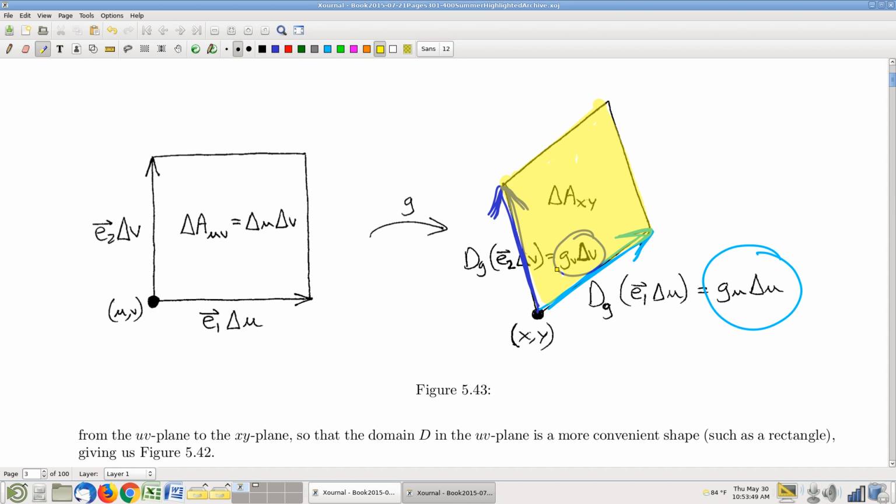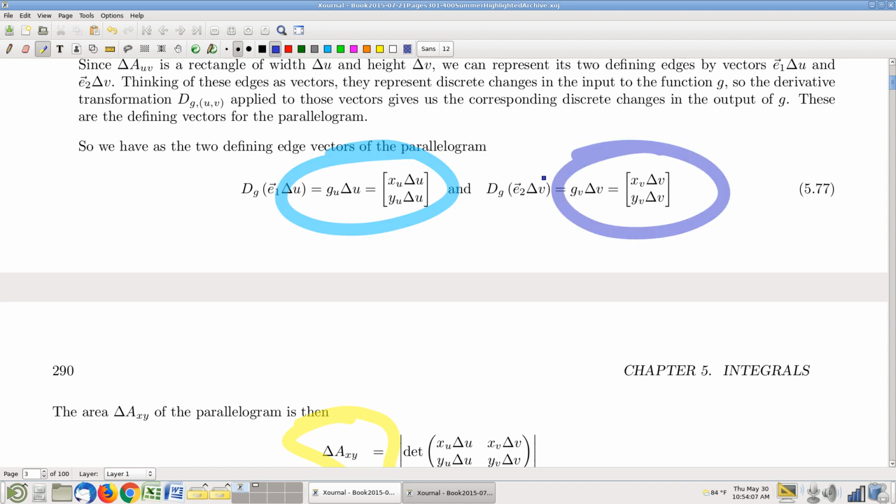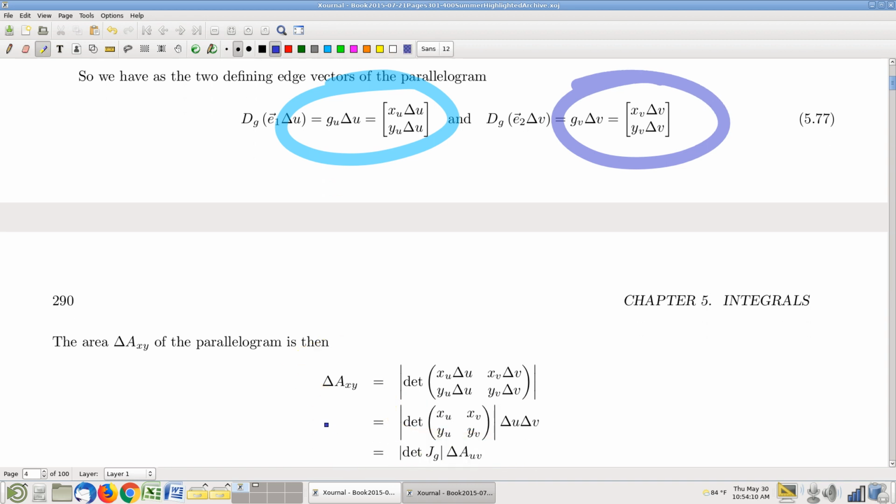Now I know the edge vectors of the parallelogram. We're back to chapter 1 business. I have edge vectors that are GU delta U, GV delta V. Here those are. Let's take those edge vectors, make a little 2x2 determinant out of them. Thank you, chapter 1. That's the formula from chapter 1 for the area of a parallelogram in 2 dimensions. And we just have to compute this little determinant.